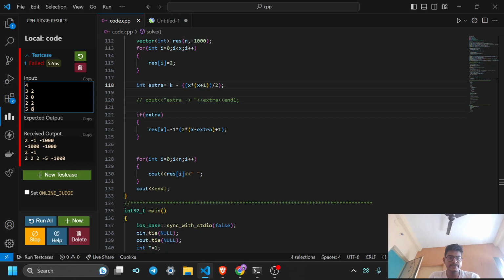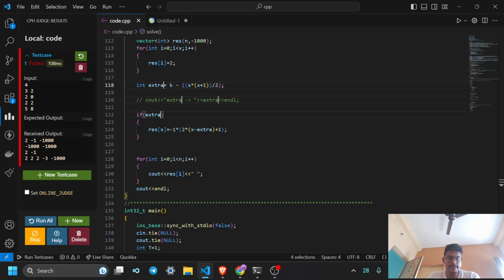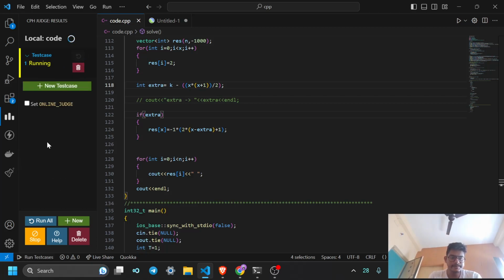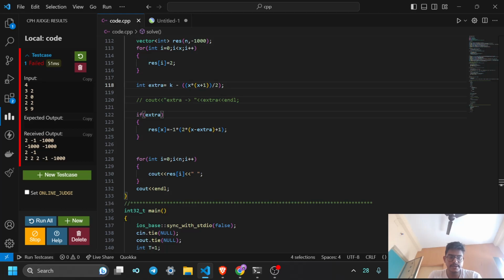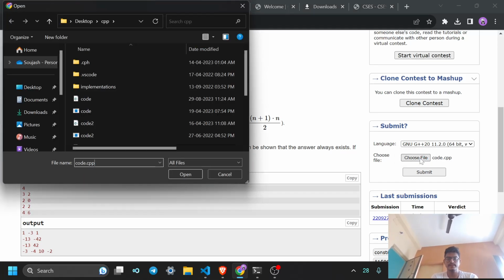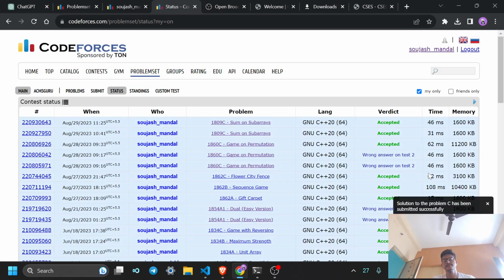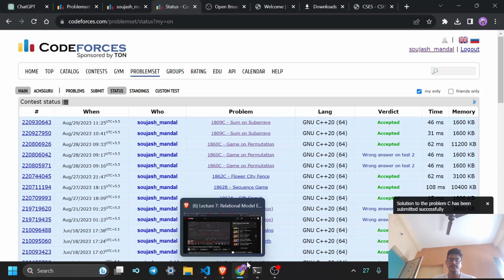In case of 8, how much extra? 2 extra, right? It is pointing here. Okay, 6, 7, 8, okay, it is fine. In case of 9, is it fine? It should give minus 1, right? So yeah, it is working fine. So let's submit and check. Okay, it is accepted. So that's for today.